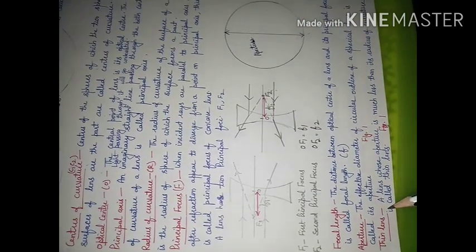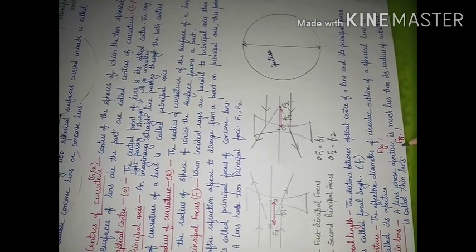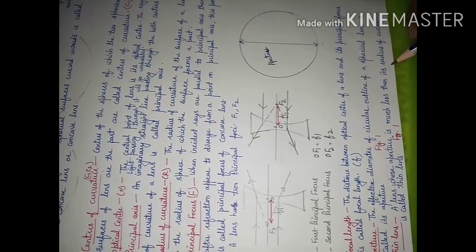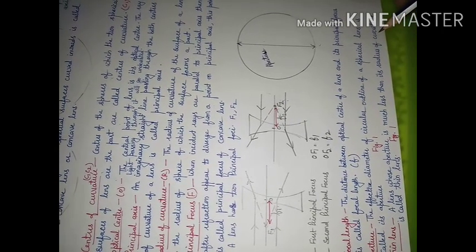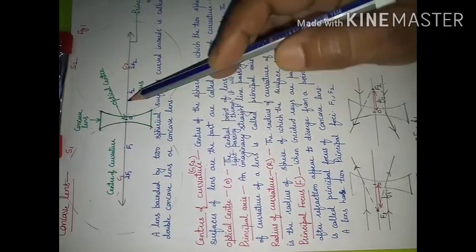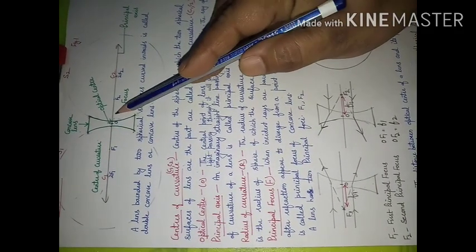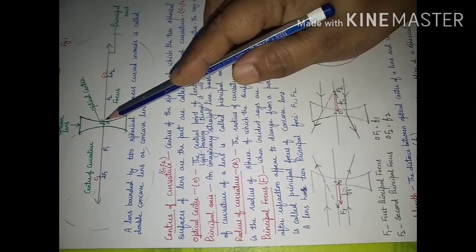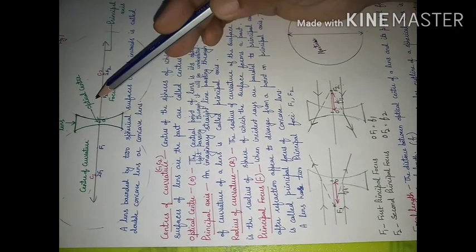What is a thin lens? If the aperture of the lens is very much less than the radius of curvature, it means if the aperture of the lens is very small as compared to this distance, then that lens will be known as a thin lens.